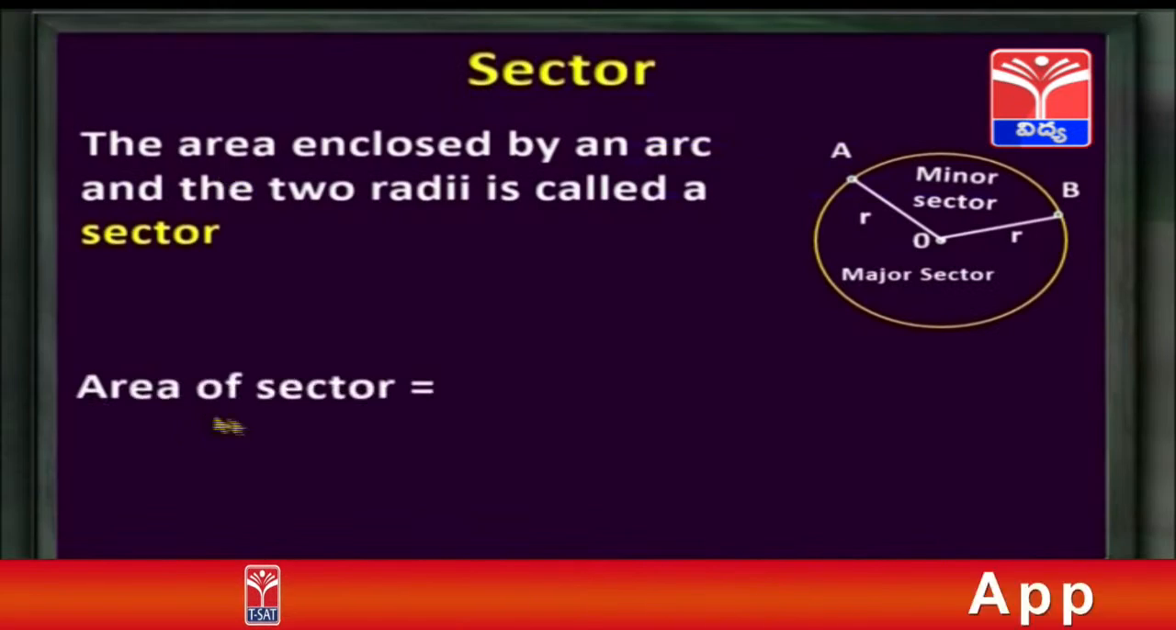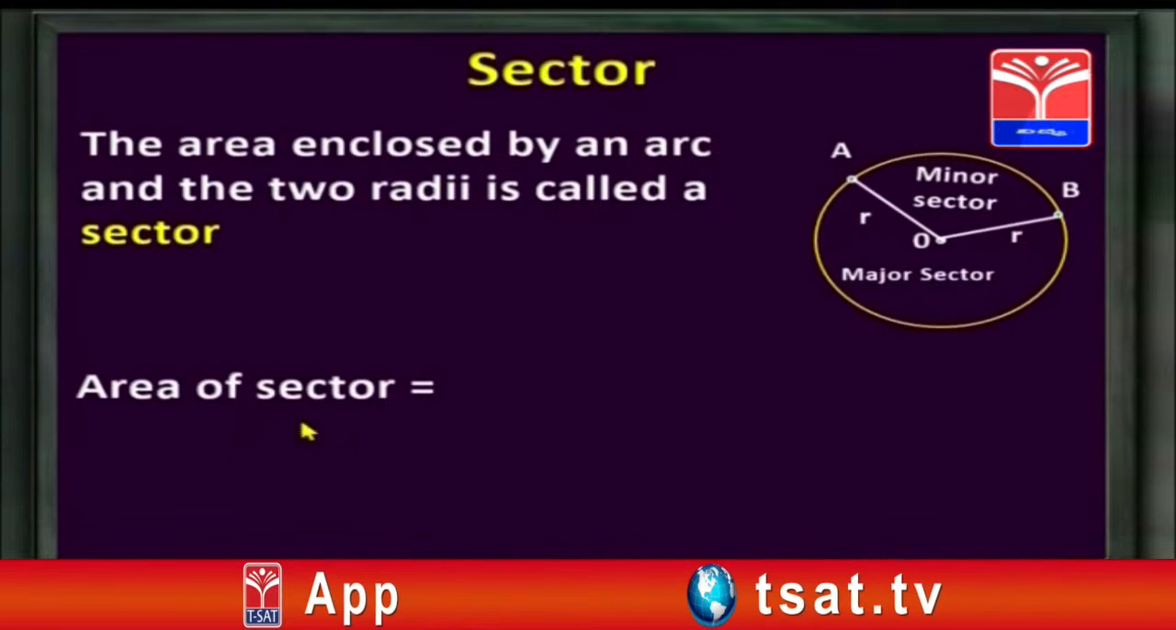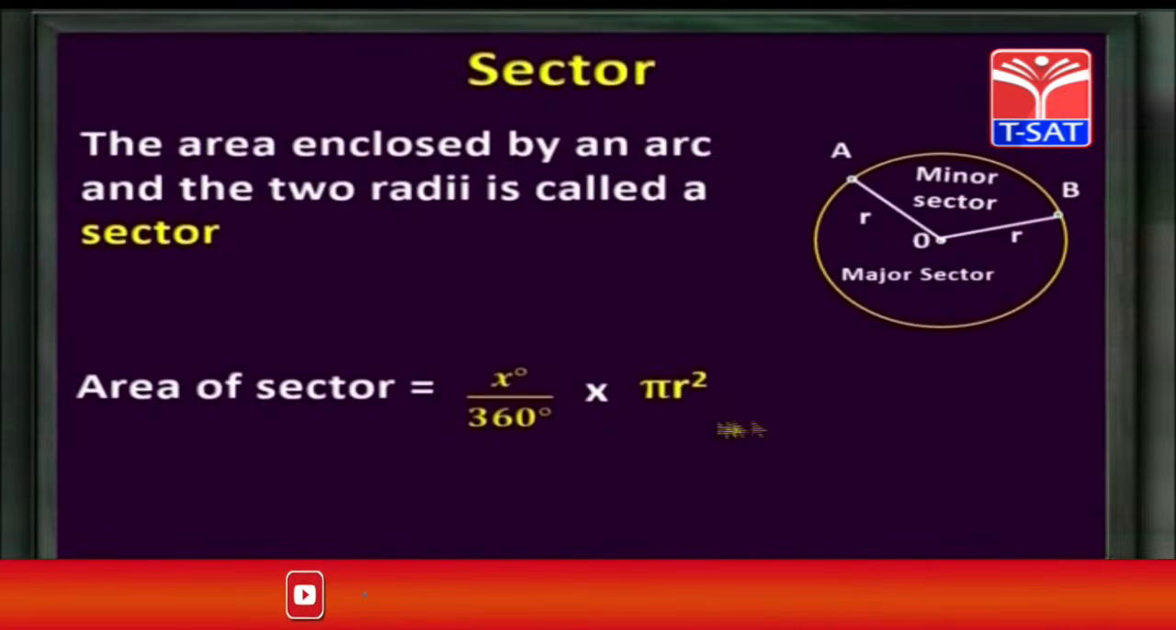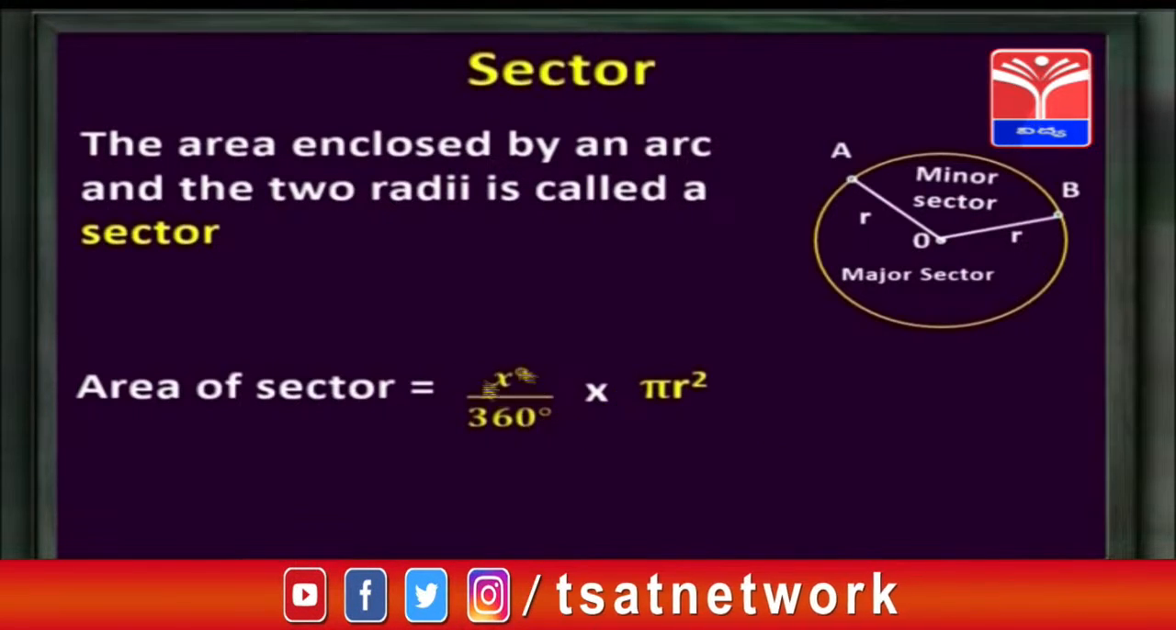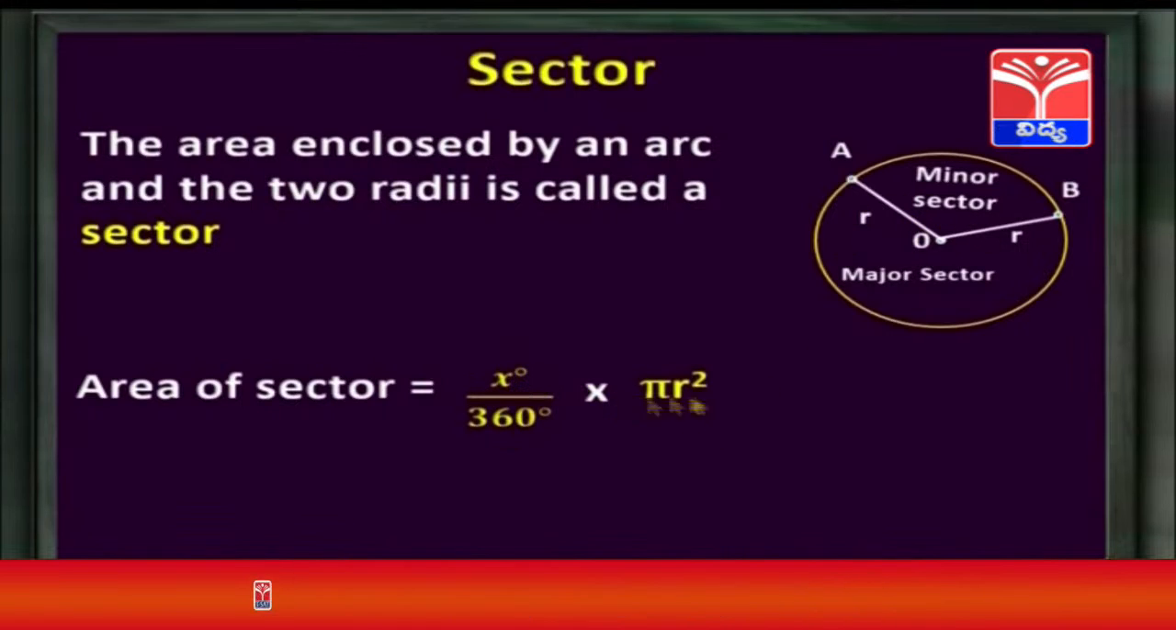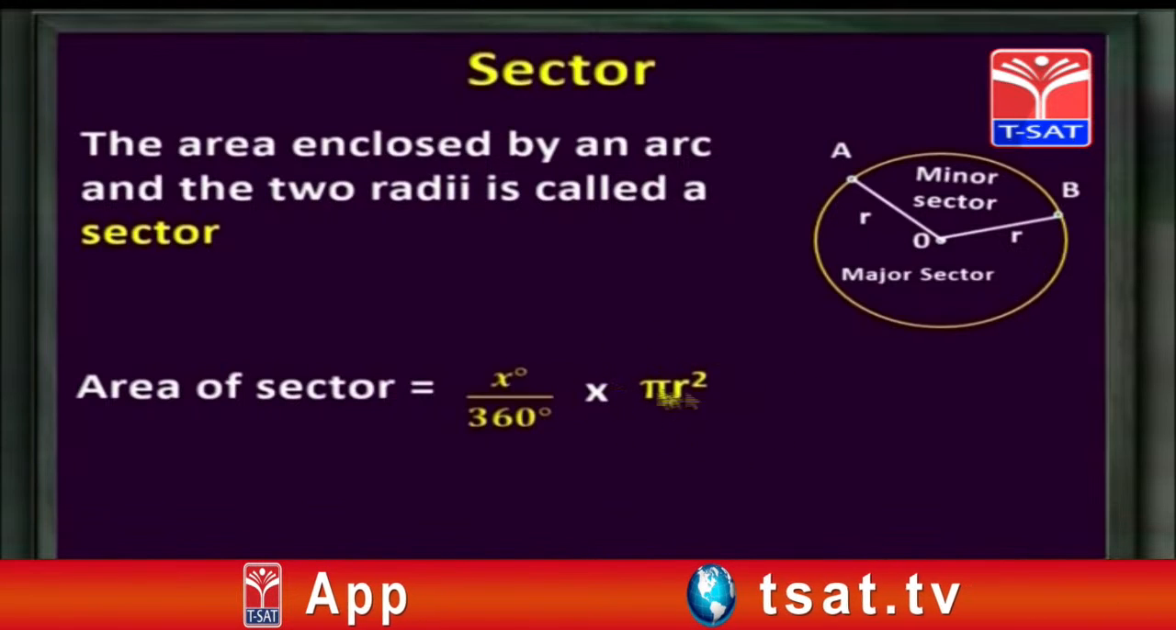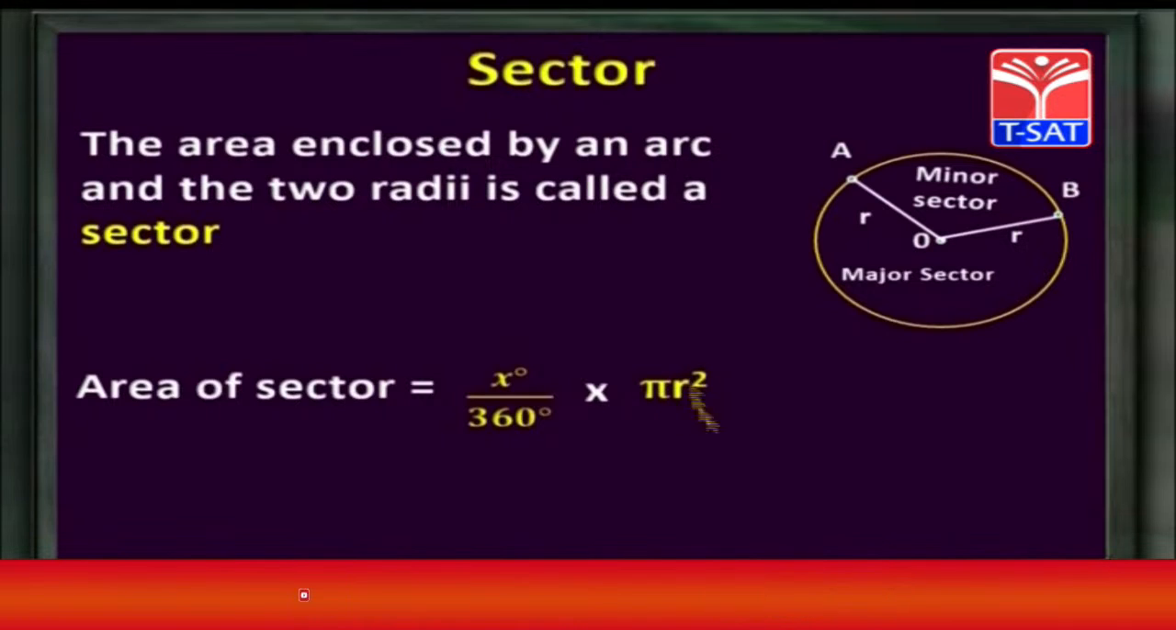Now let us see the area of sector formula. So already we have studied in the previous class. Area of sector is equal to x by 360 into pi r square. What is x here? x is the angle between the two radii. And the pi value we can take as 22 by 7 or 3.14, and r is the radius of the circle.